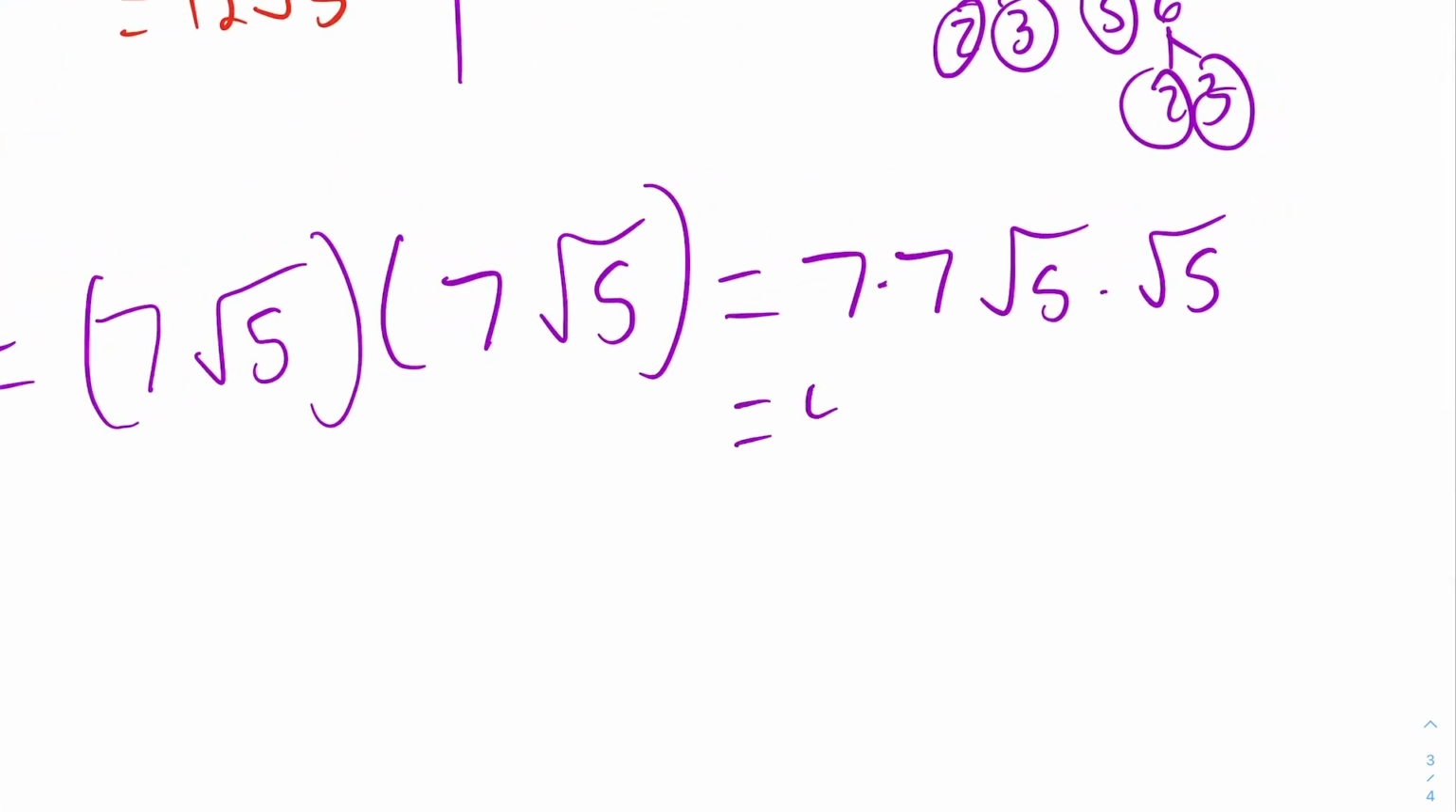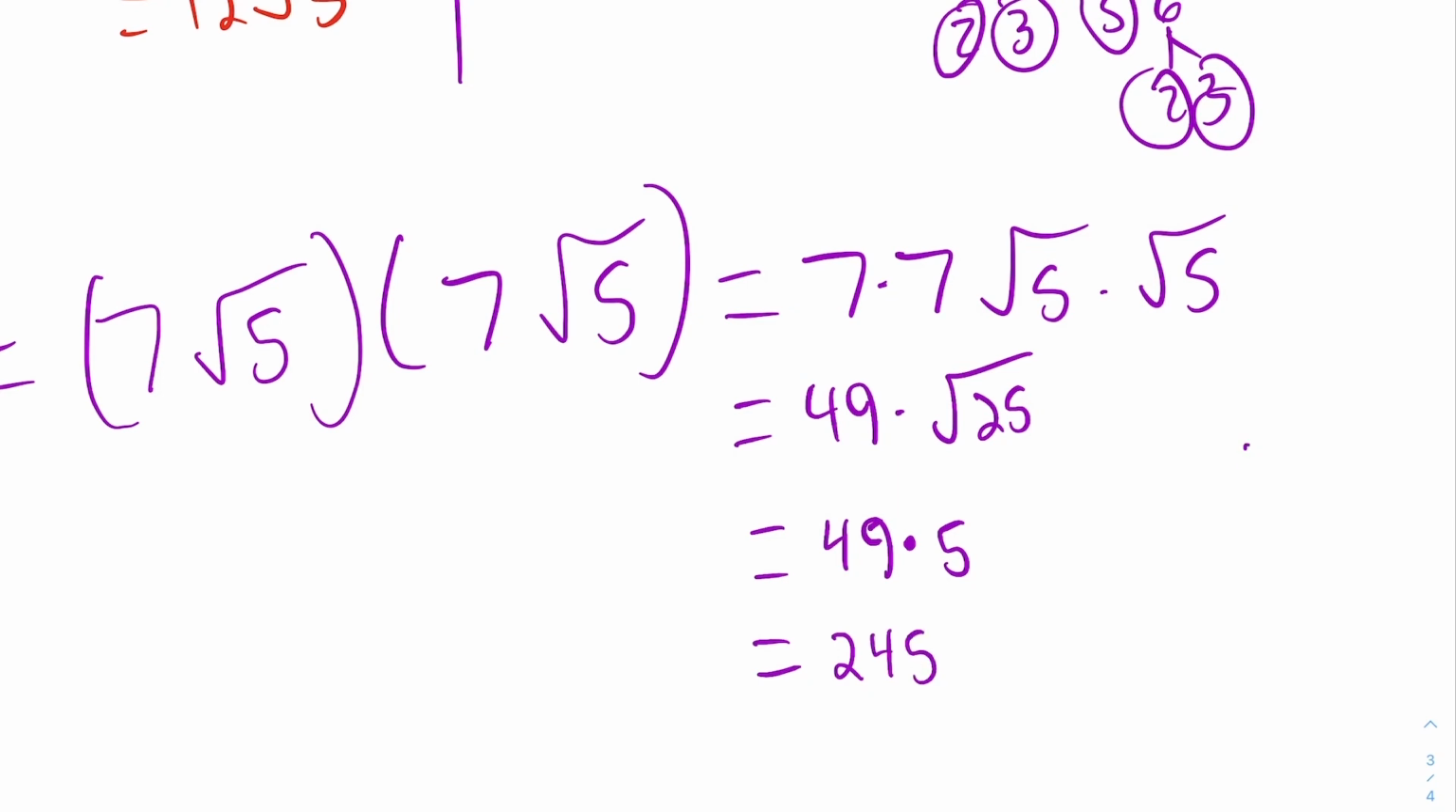7 times 7 makes 49. Square root of 5 times square root of 5 makes square root of 25. And the square root of 25 is 5. 49 times 5 is 145? No, 245? Let's check real quick. Yes.